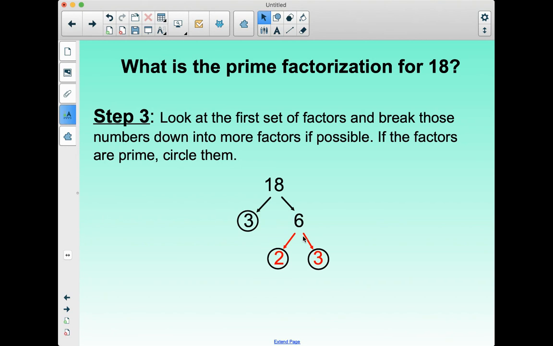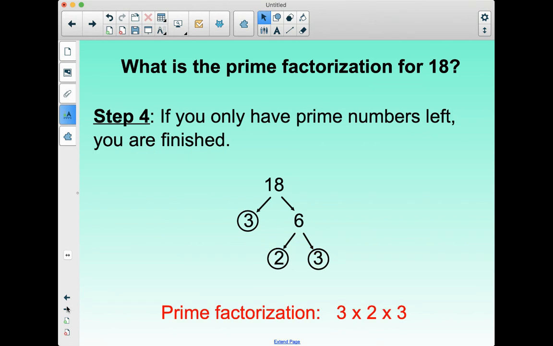For step 3, you're going to look at the first set of factors and break those numbers down into more factors if possible. If the factors are prime, circle them. So we already circled 3, so we don't need to mess with that anymore. As for the number 6, it can be broken down into the factors 2 and 3. So I'm going to draw my arrows, circle the number 2, circle the number 3, because they are both prime. If I were to break it down and I ended up with a composite number instead of 3, I would have to break that number down even more.